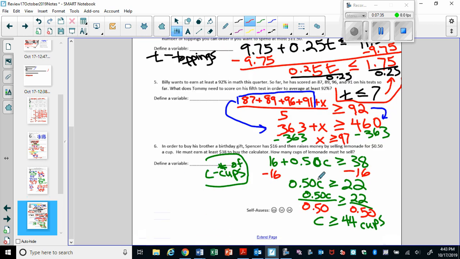Number 6, here it's similar to number 4. The only difference is now we have a greater than or equal. Same idea, variables on one side, constants on the other, so it's reverse PEMDAS. So in this case, subtract 16 on both sides. Then we divide both sides by 0.50. So 22 divided by 0.50 is 44. In this case, 44 cups of lemonade.